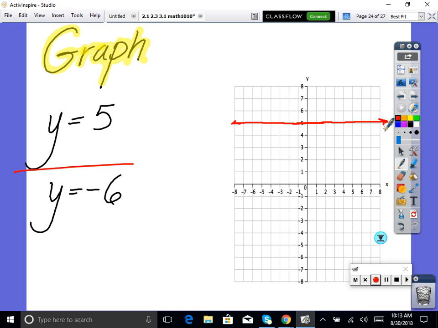Now look, it makes sense. Over 1 up 5, over 2 up 5, over 3 up 5. Y is always 5. Okay. Y is negative 6. Sweet. So what if I asked you, what's the domain? You would say, all real numbers, correct? What's your range? 5. No, 5 only. Didn't we say that y was only 5? Yes. Does that make sense?